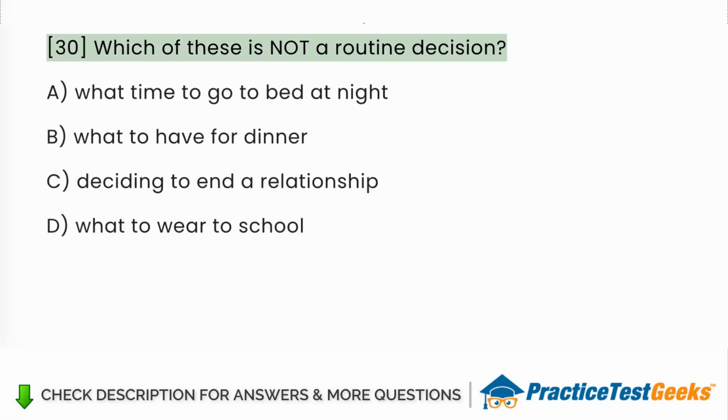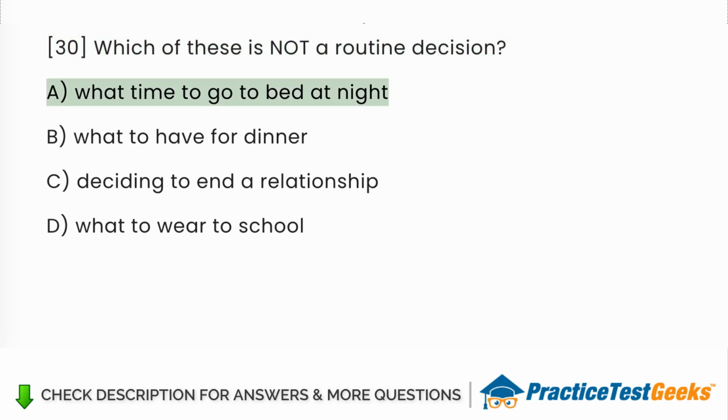Which of these is not a routine decision? A. What time to go to bed at night. B. What to have for dinner. C. Deciding to end a relationship. D. What to wear to school.